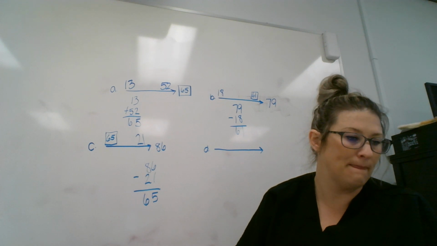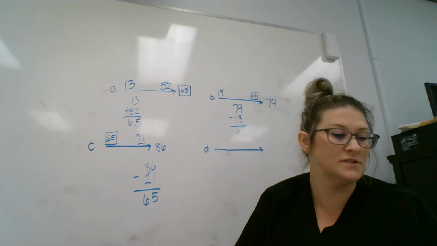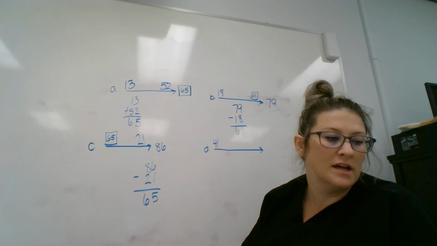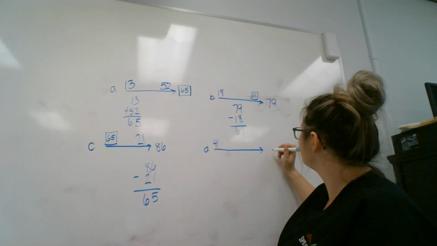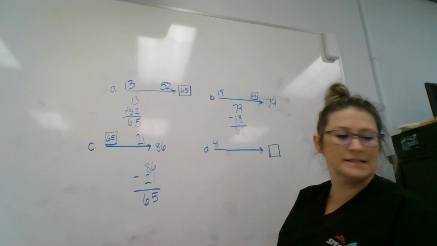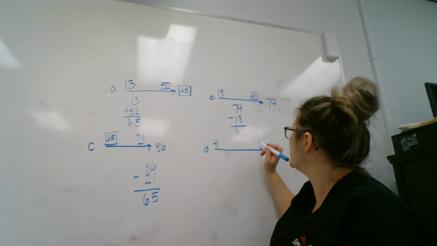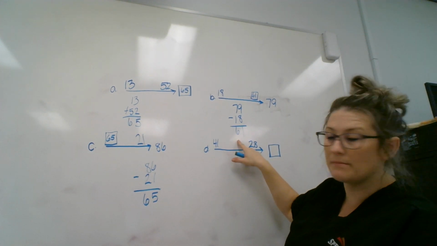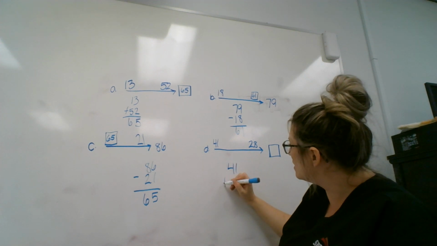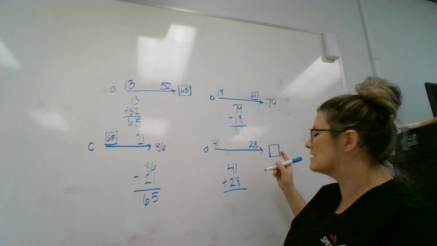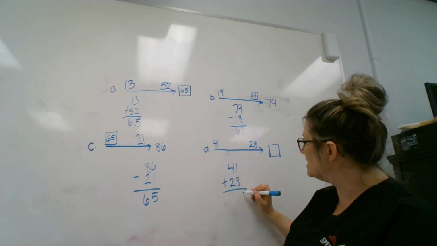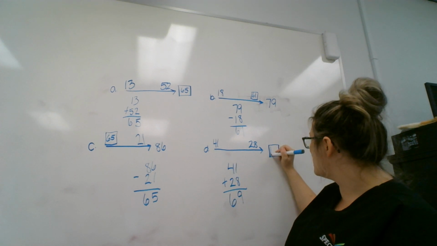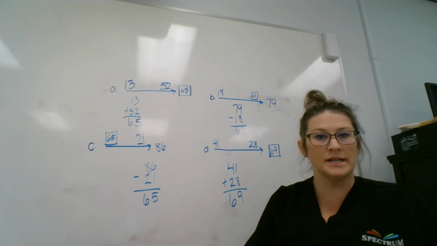And D. The first small number is 41. So I'm just going to go ahead and plug in 41. The big number is a box. I'm going to go over here, big number, box. The second small number is 28. Now remember, if I'm missing my big number, I have to add the two smaller numbers together. So 41 plus 28 is going to equal my big number. 8 plus 1 is 9. 4 plus 2, 4, 5, 6. So my big number is 69. Plug it into your box.